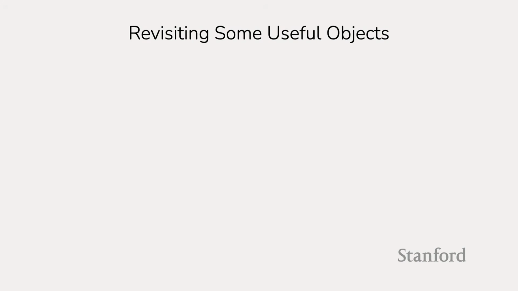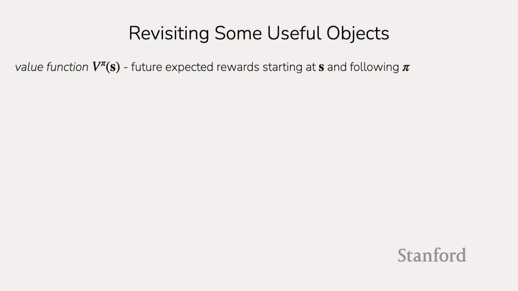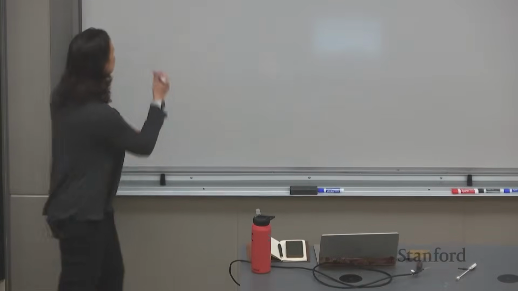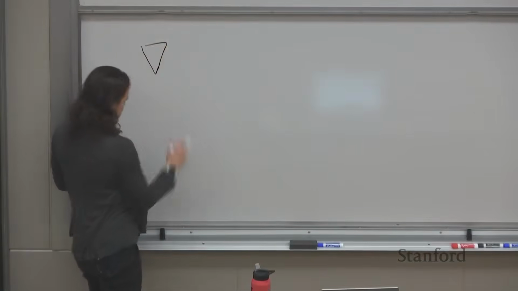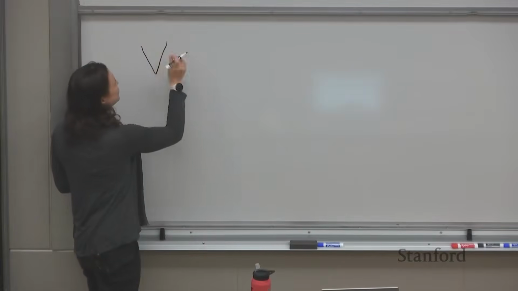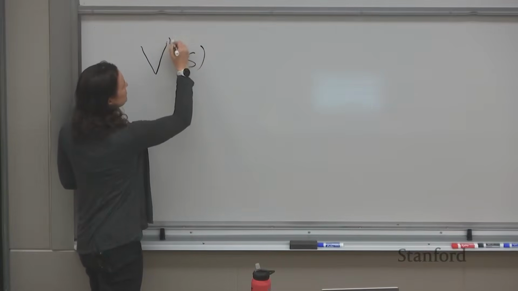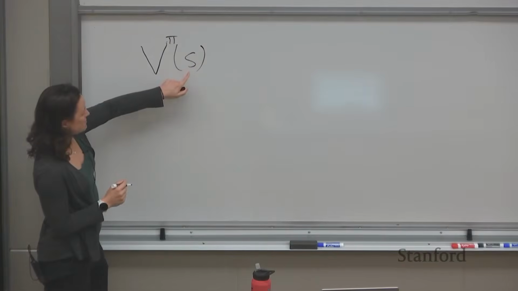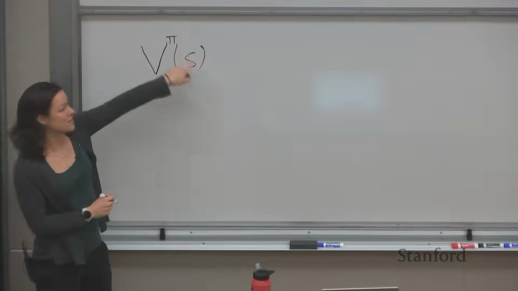So let's get started. To talk about these algorithms, we need to revisit some very useful objects that we talked about in the first lecture. Specifically, this is value functions. A value function represents how good a state is if you're going to follow a policy starting from that state. You can think of it as the sum of rewards starting from some state. So we'll write this as v pi of s. This means that we're going to be starting at state s and then running pi.